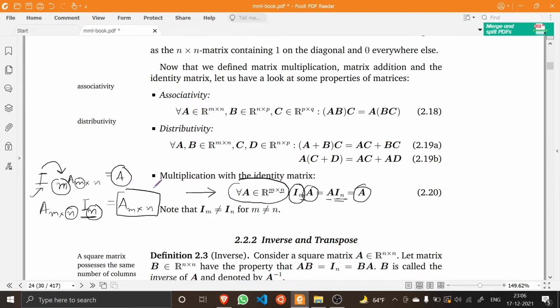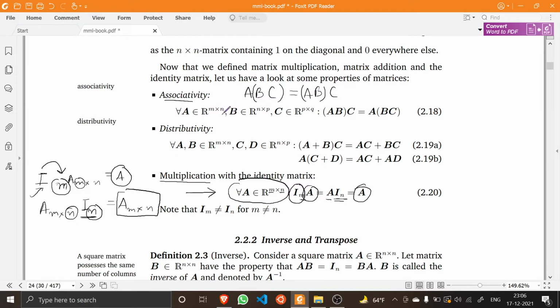Okay, so this is the multiplication with identity matrix property. Similarly, matrix multiplication has other properties like associativity, right? So if we consider A, B, C, and in order to compute this product, we first compute B into C, and then whatever we get, we multiply it with A. That is the same as if we compute AB first and then multiply it by C.